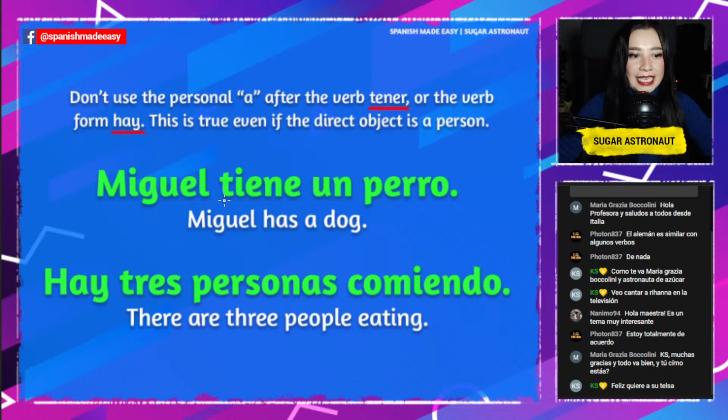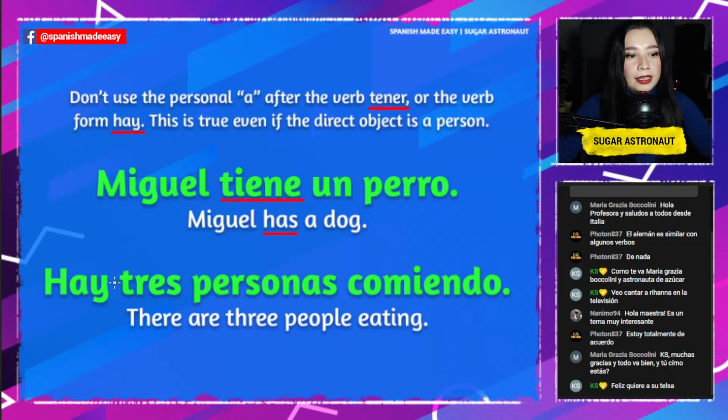Miguel tiene, we have the verb tener right here. Miguel tiene un perro. Miguel has a dog. So we can see that we don't need a. Miguel tiene a un perro doesn't make any sense. Don't use the letter a, the preposition a, in that situation. So remember, tener means to have. Miguel tiene un perro. Miguel has a dog.